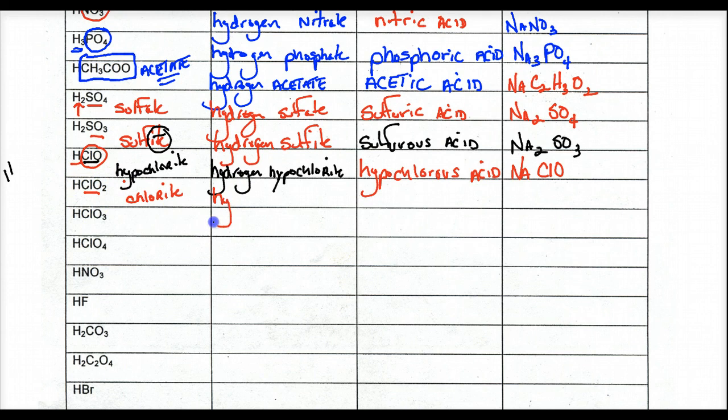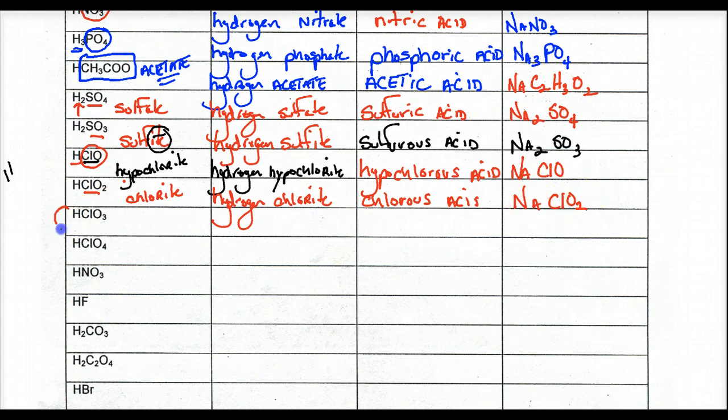So this is hydrogen chlorite. And of course, ites become OUS, so this becomes chlorous acid. By the way, these two are weak acids. Okay, and of course this would be sodium chlorite. Sodium hypochlorite, this is sodium chlorite. I can do this. Sodium hypochlorite, sodium chlorite. Okay.